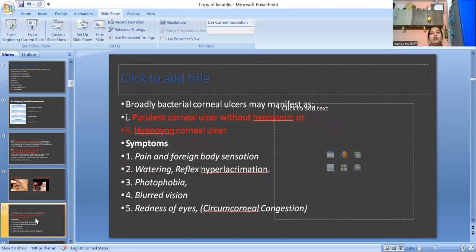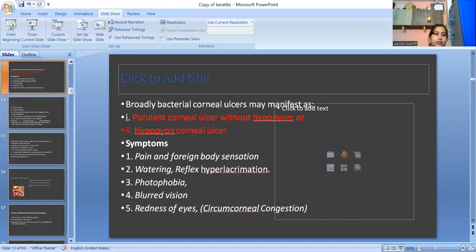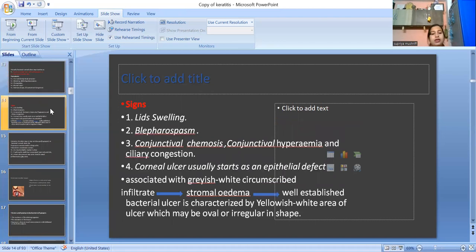Now, broadly, bacterial corneal ulcer may manifest as purulent corneal ulcer without hypopyon or as hypopyon corneal ulcer. Symptoms include pain or foreign body sensation, watering, hyperlacrimation, photophobia, blurred vision, and redness of eyes, which are characterized by the sloughing corneal condition. Signs of the corneal ulcer include lid swelling and blepharospasm. Blepharospasm means difficulty in opening the eyelids due to photophobia, along with conjunctival chemosis, conjunctival hyperemia, and ciliary congestion.